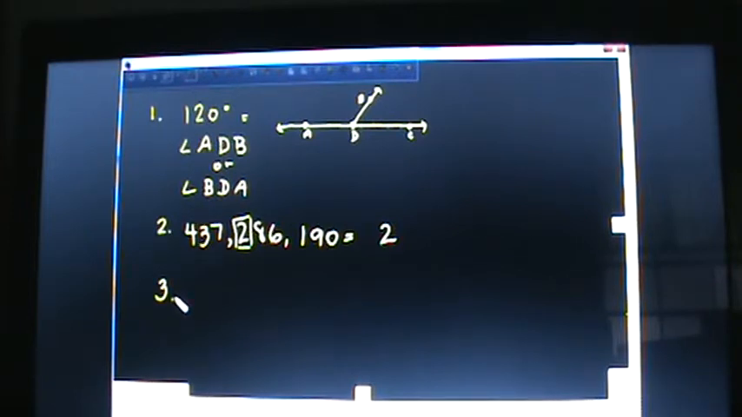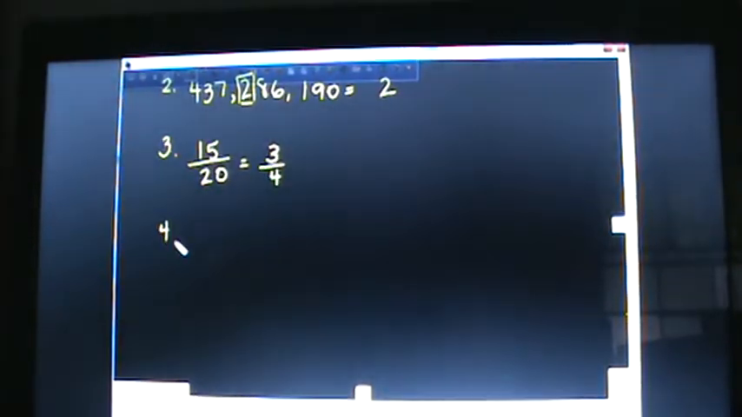Number 3. It says Marco correctly answered 15 of the 20 problems. What fraction of the problems did he answer correctly? So he answered 15 out of 20. So we can reduce 15 out of 20 by dividing by 5. 5 will go into 15 3 times. 5 will go into 20 4 times. So he answered 15 out of 20, or 3/4 of the problems.